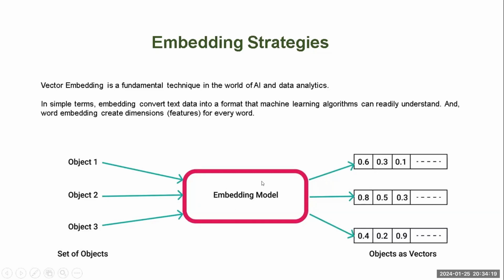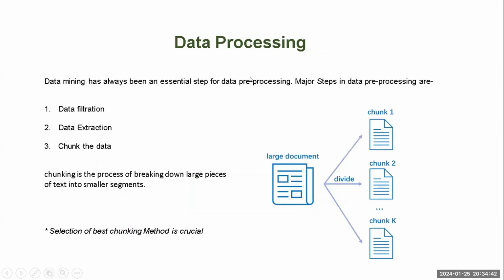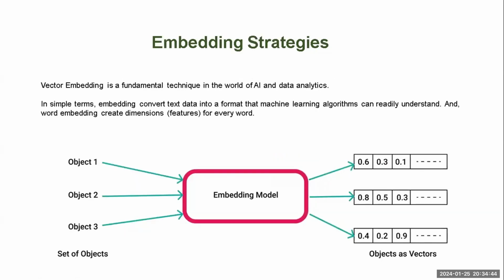How the embedding model works internally, I have given you a glimpse, but not in detail. So finally, whatever chunks we have, we are converting those chunks into numerical values that we call vectors. And these vectors we save in the vector database. So I think till now we discussed two steps: data pre-processing and then embedding the data into the vector database.